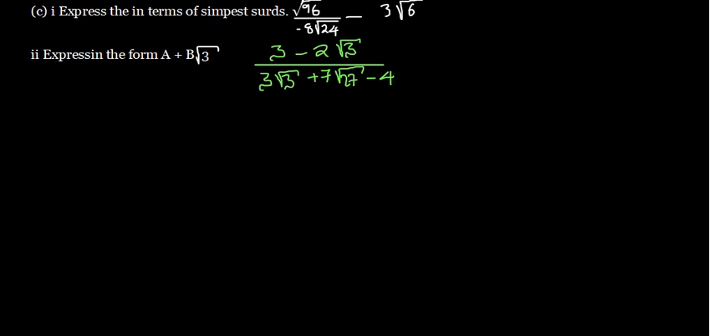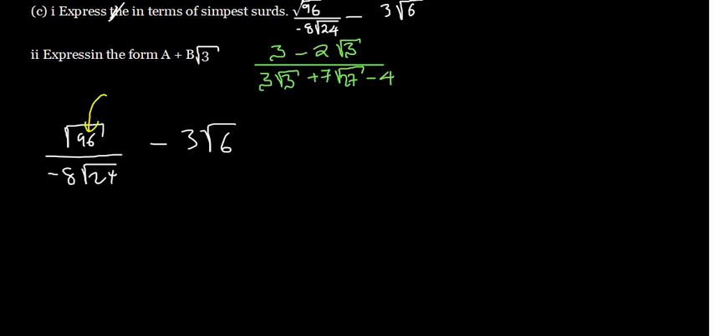Okay, the next question. Express the following in terms of the simplest surd. So I've got square root of 96 divided by negative 8 square root of 24, then minus the 3 square root of 6. So to be able to work out this one, first thing we need to look at 96. We see how we are able to simplify it much further. How can we express square root of 96 in the simplest form?